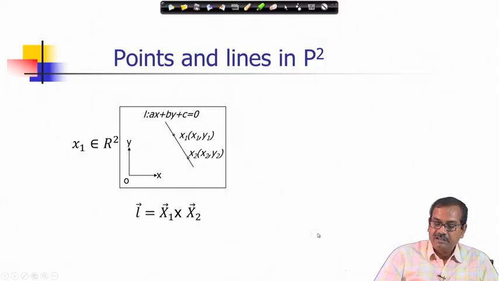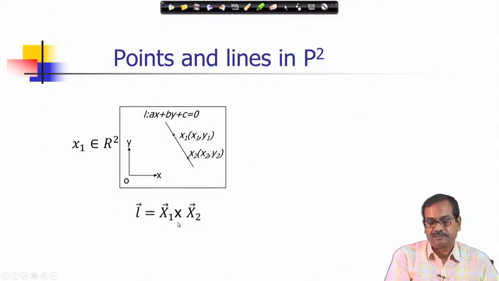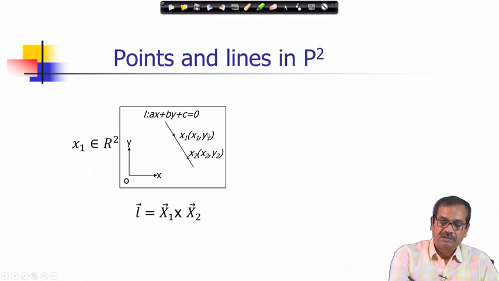Similarly, this line can be computed as a cross product of these 2 three-vectors. x1 is the projective homogeneous representation of point x1, and x2 is the homogeneous representation of point x2. So, there are 3 vectors. If I take the cross product, you will get this straight line.